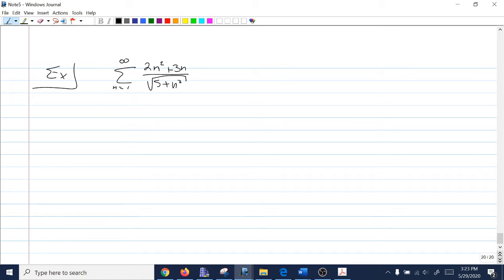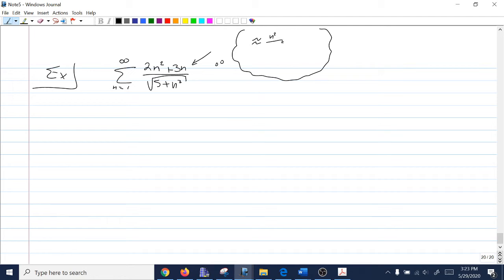When you're doing these comparison tests, the big question you have is, what are you going to compare it with? And to do that, you want to understand about how big is this sequence. How big is the top? I have an n squared, I have a 3n. If n is a million, then n squared is a trillion. This is 2 trillion plus 3 million. 3 million is nothing compared to 2 trillion. The important part for big n values is whichever part of the top is biggest. This thing is about as big as n squared.